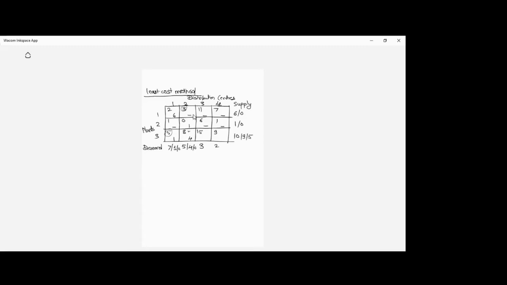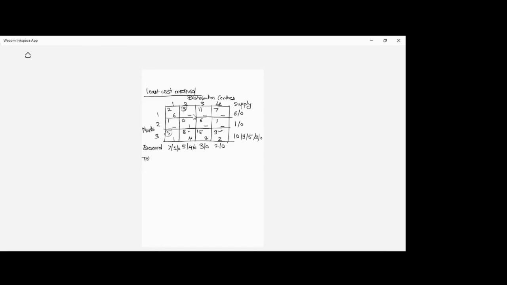After 8, the least value that we have is 9. In 9, we are going to put the value as 2. So we'll be exhausting this as well, and we have 3 pending. 3 can be put here, and you will be having 0 pending here, right?